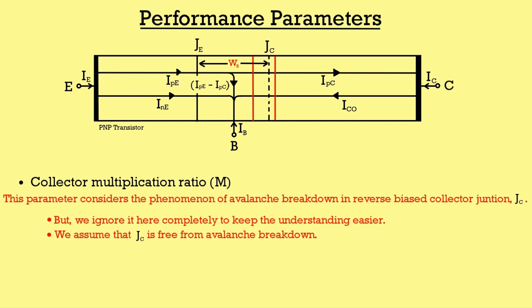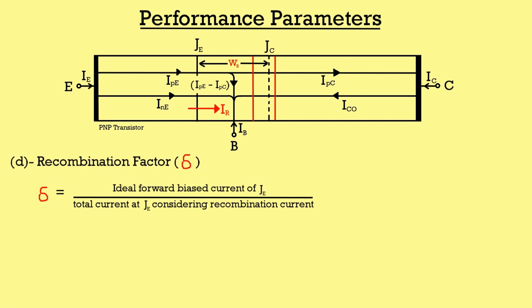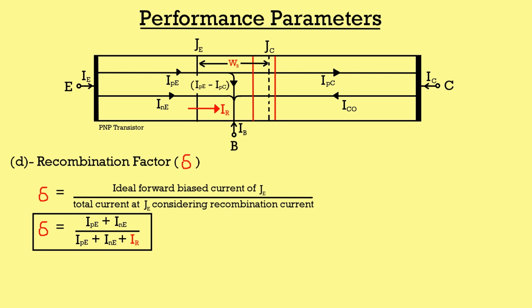However, there is one other parameter which is usually ignored but still you should know. This parameter is recombination factor. Recombination factor is defined as ideal forward bias current of emitter junction divided by forward bias current considering recombination current.